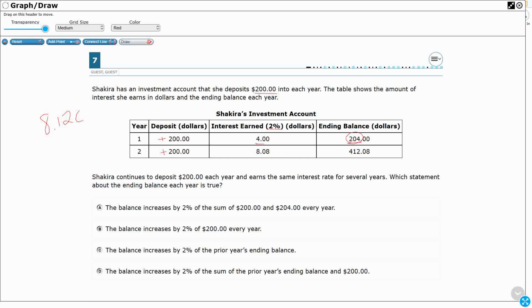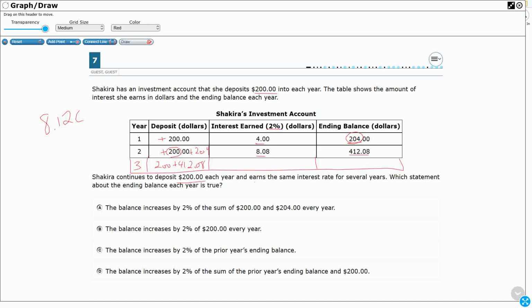Then you take this 204 that you already had, you put in another 200. So now you've got 404 earning interest. So 2% of 404 is going to get you 8.08. You add that 8.08 to the 404, get 412.08. Right? So if we were to continue this, we're going to add another 200. 200 plus that 412.08, right? We would get 2% off that 612.08, and then we would get a new ending balance, so on and so forth.